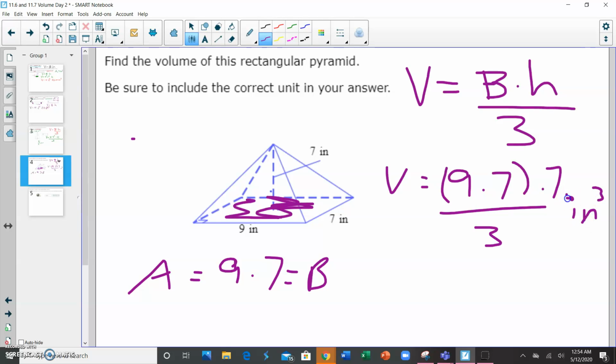Okay, so once again, how does a pyramid and a prism relate? You could fit 3 of those pyramids inside of a prism. So it's the area of the base times the height, and then you have to divide it by 3. So you take 9 times 7 times 7, and you divide it by 3. It doesn't say to round or anything, so you just put your answer in there, and that's inches cubed.